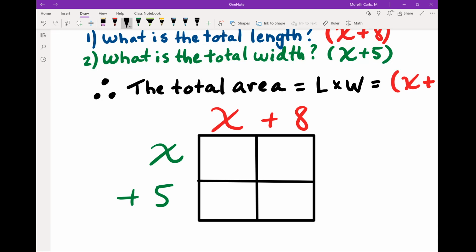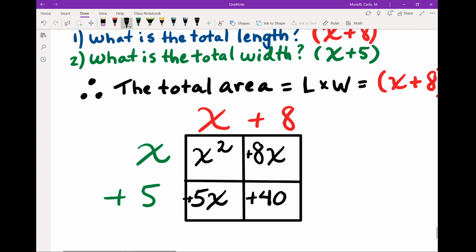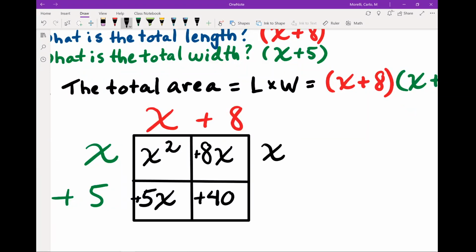Okay, let's fill this box out. What's x times x? X squared. What's x times 5? 5x. Very good. Let's do 8 times x. 8x. And what is 8 times 5? 40. Positive 40. So now we're just going to write this entire thing out. X squared plus 8x plus 5x plus 40.